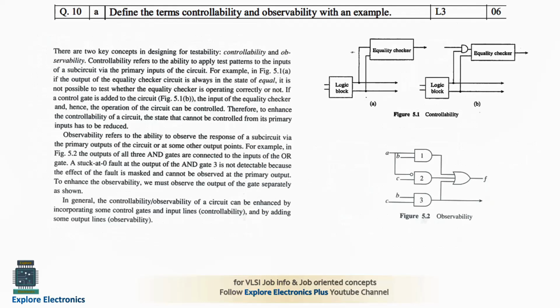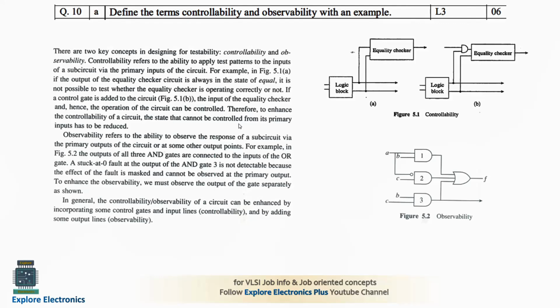Then define the terms controllability and observability with example. These two concepts, controllability and observability, are very important in doing tests using test patterns. Controllability refers to the ability to apply input patterns to the sub-circuit via primary inputs of the circuit. The example is given in 5.1, and here it shows the controllability. Observability refers to the ability to observe the response from the sub-circuit via primary outputs of the circuit. For more explanation, again you need to go through the textbook.